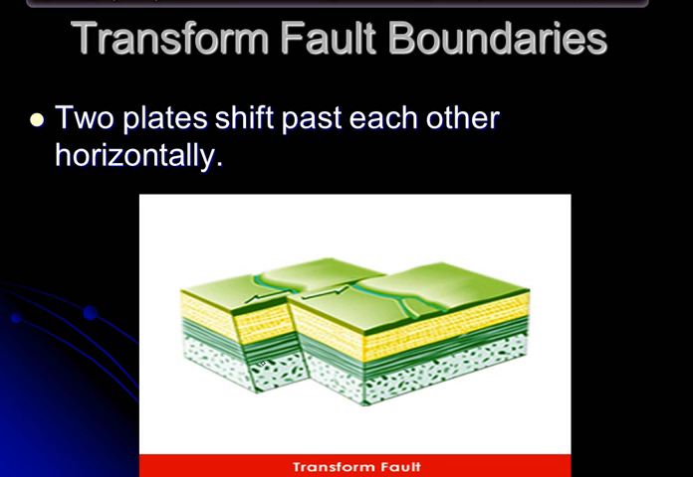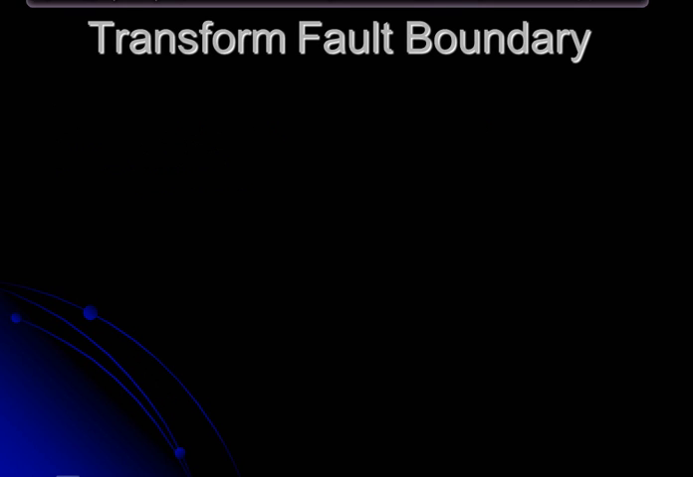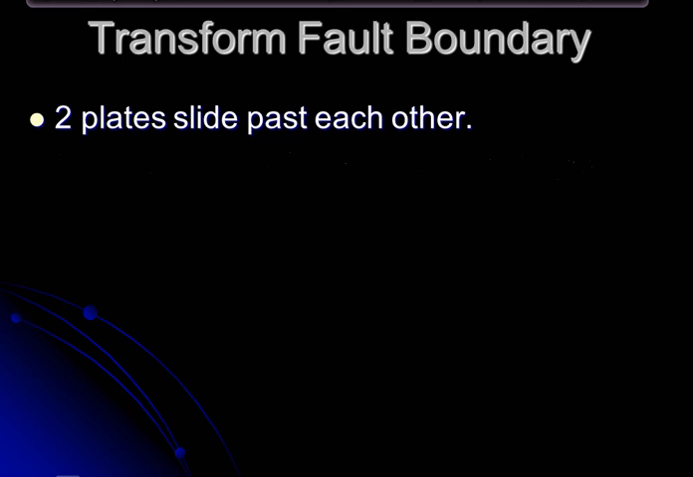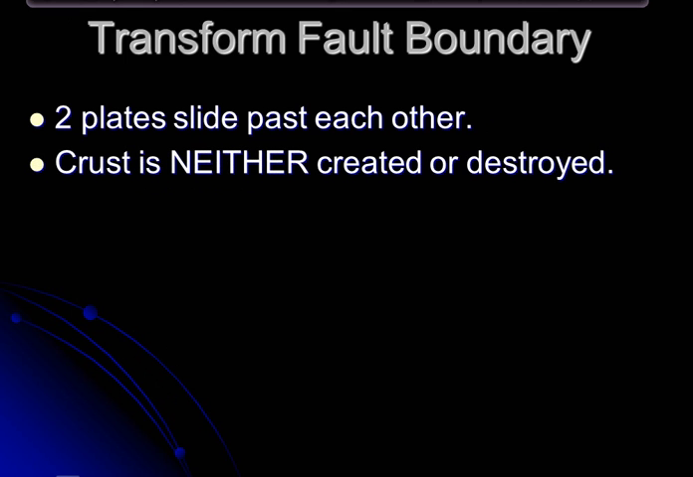And the next thing we're going to talk about are transform boundaries. Transform is when two plates shift past each other horizontally. So notice they're not going towards each other or away from each other, they're sliding. This one is sliding up this way, and this guy's sliding back down this way. They're moving past each other horizontally. Crust is not created or destroyed at these, it's just shifted.